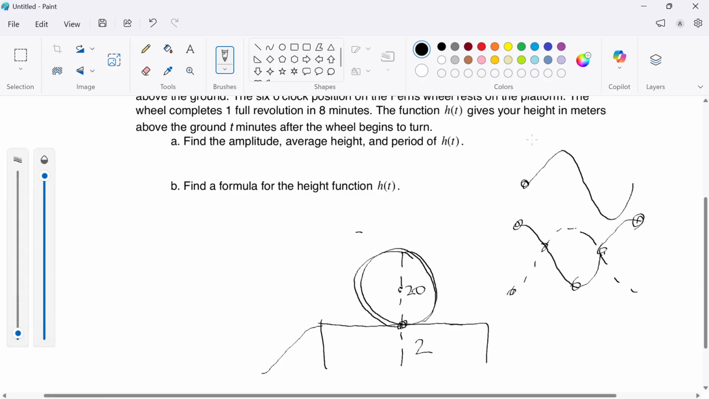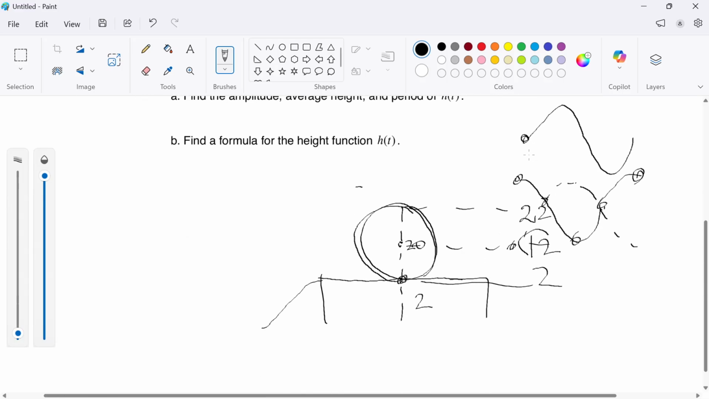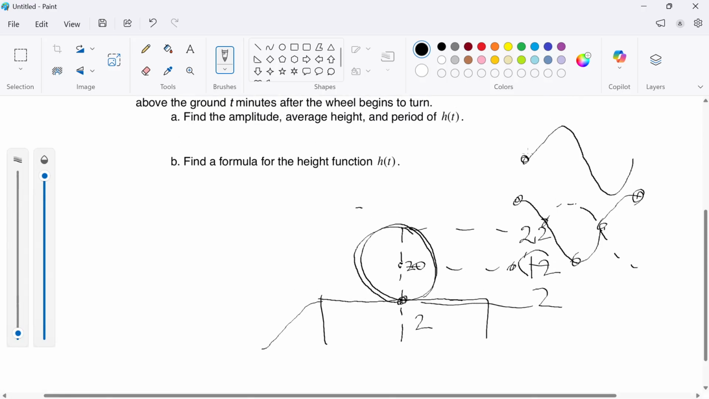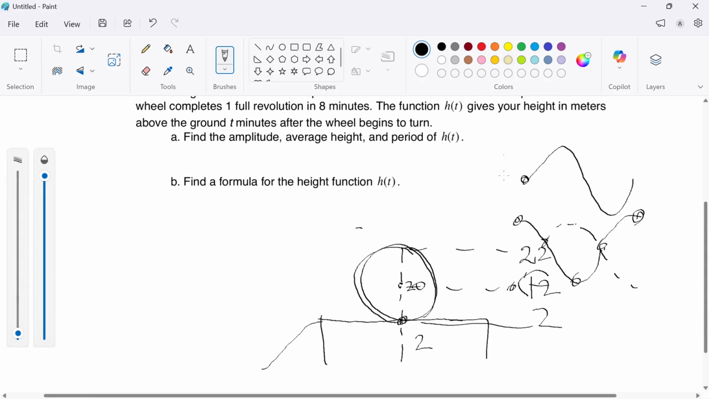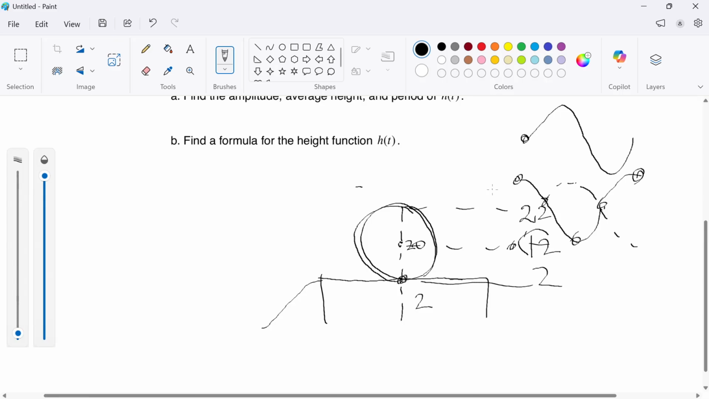So let me check this out. I know that it starts here, which is 2, and then the mid is going to be 10 plus that, which is 12, and the high is going to be 10 plus that, which is 22. So the midline is 12. Let me double check that. It starts at 2, it goes 10 above, which is 12. Yeah, so I know that D is going to be 12.